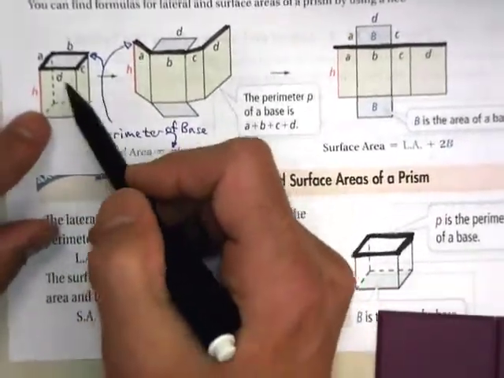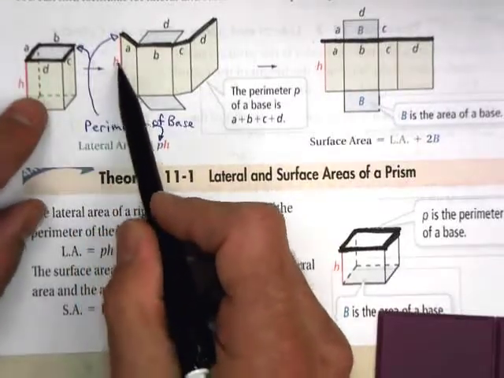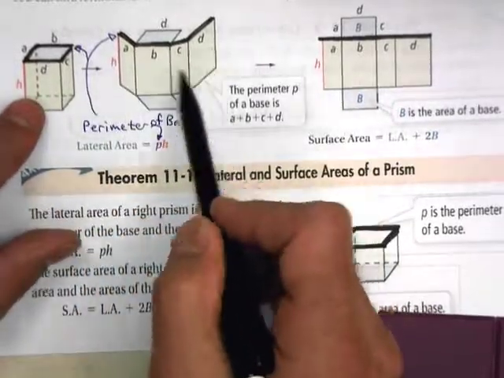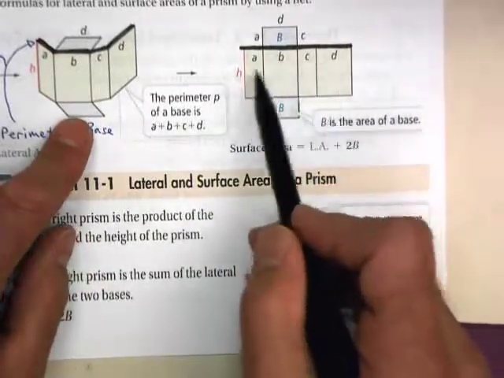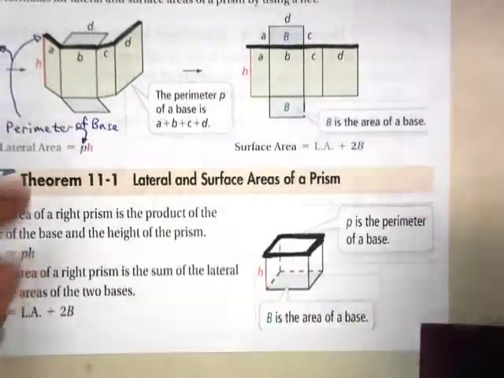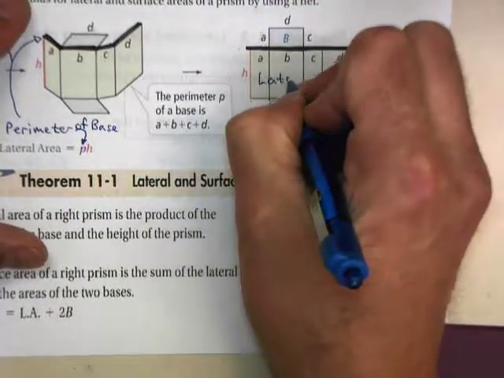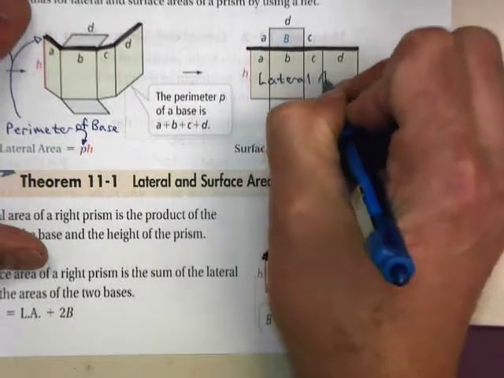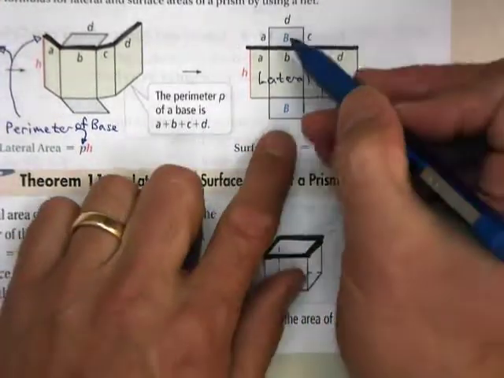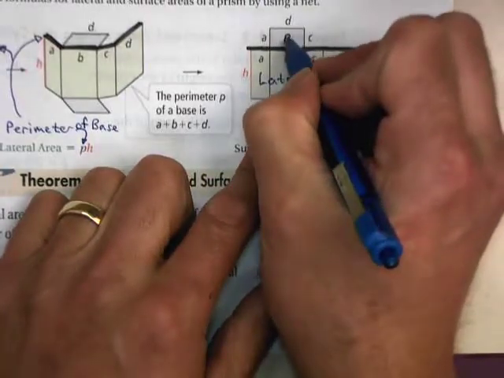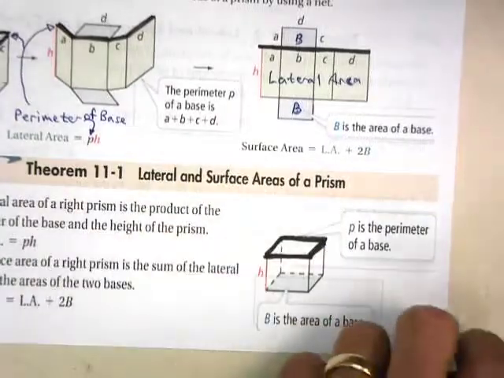So here's your prism as it's normally folded up, and you can unfold that prism, and here it is all the way flattened out. This area here is your lateral area. In fact, I guess we could go ahead and write that there. So let's write lateral area. And these here are your bases. So capital B, the area of the base.